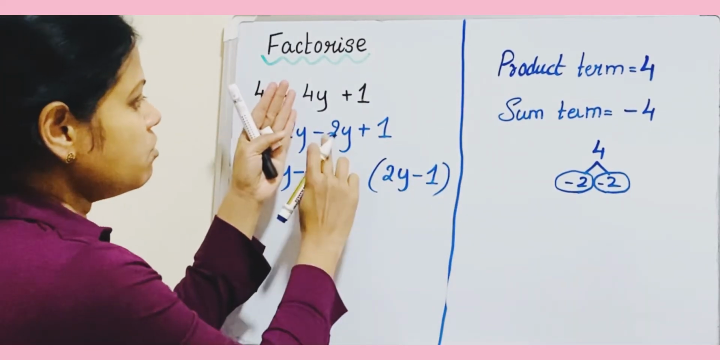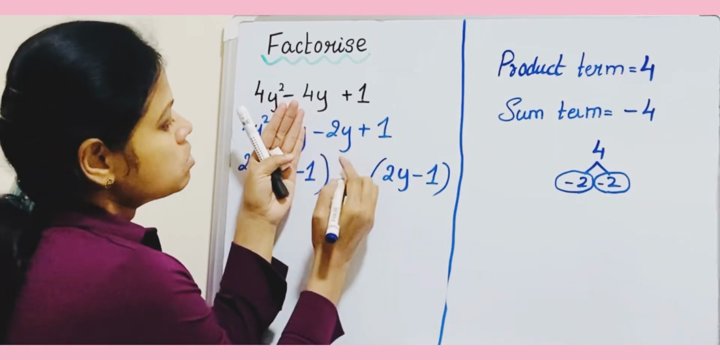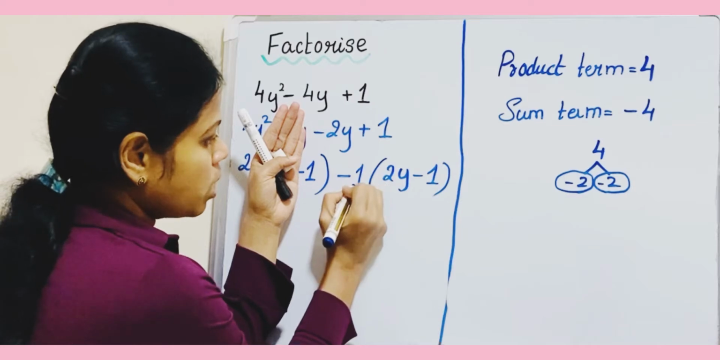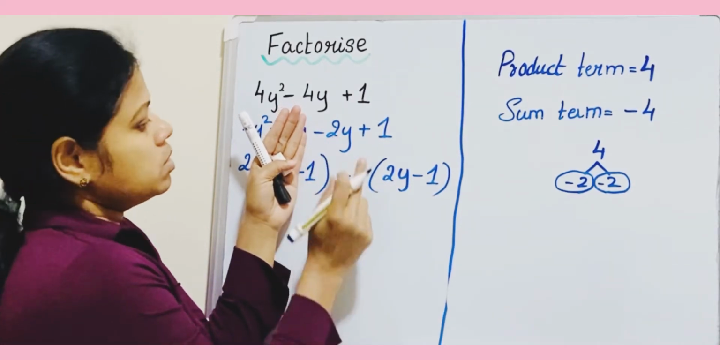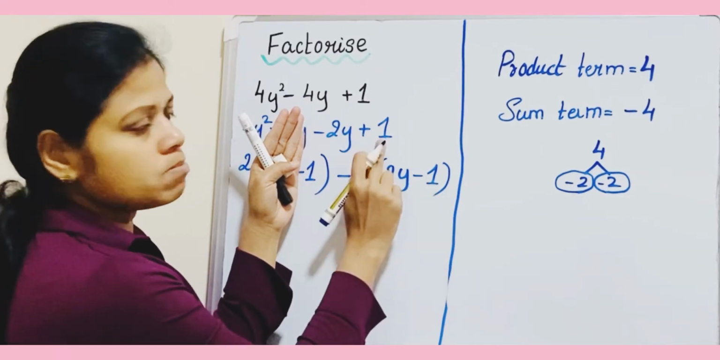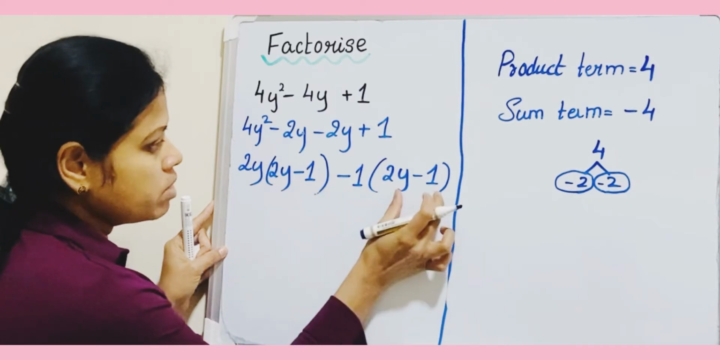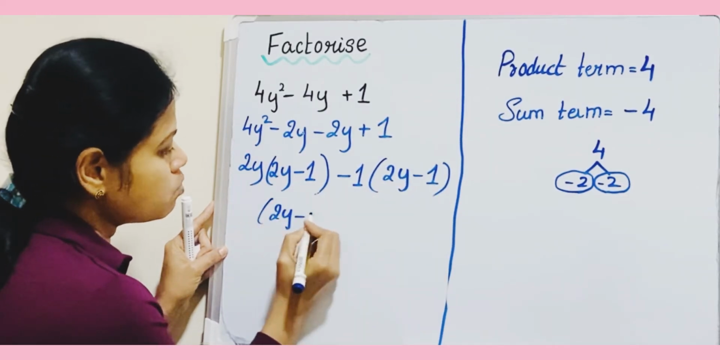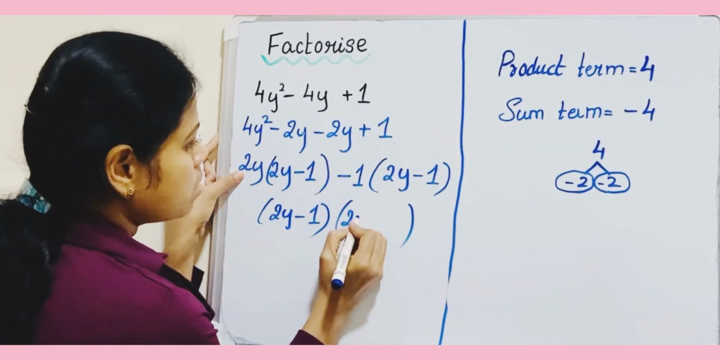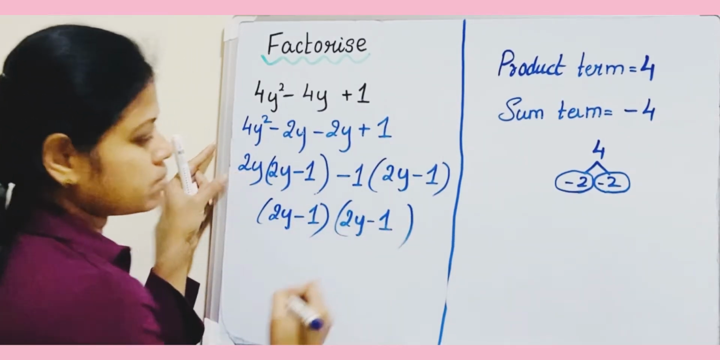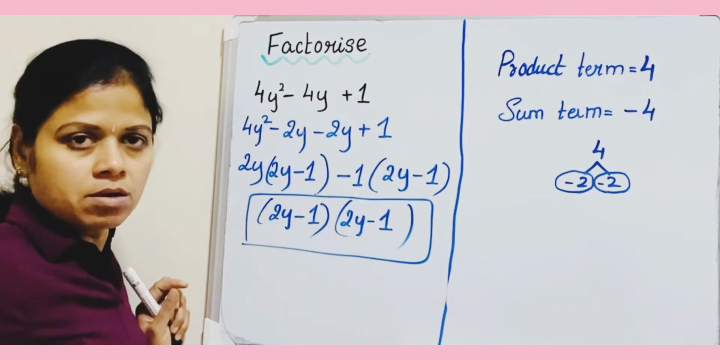After that, the third and the fourth term. Here 2y is there, the minus sign is not. So let's put the minus sign and 1. If you multiply minus 1 by 2y, it is minus 2y. Then minus 1 multiplied by minus 1 is plus 1. Correct. Then move on to the next step. Take the common one, which is 2y minus 1. The remaining is 2y minus 1. So these are the factors. This we have done by splitting the middle term.